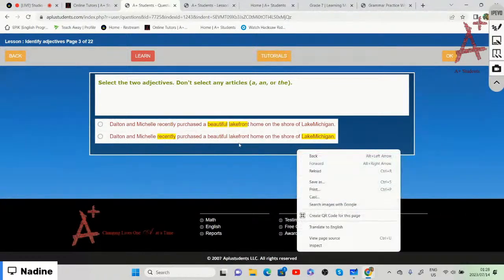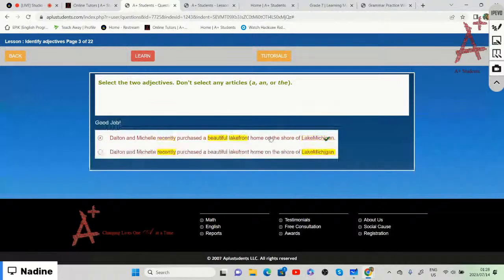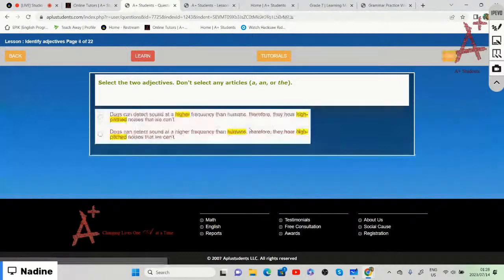All right, so we're going to choose option one, which is beautiful lakefront. Beautiful and lakefront are the adjectives that tell us about the home, the noun.